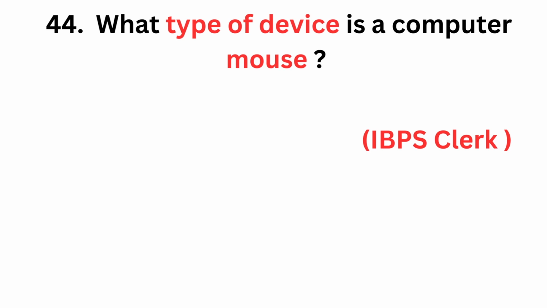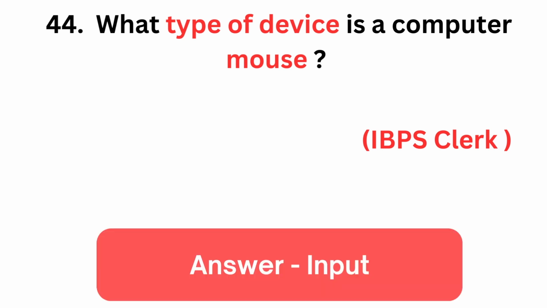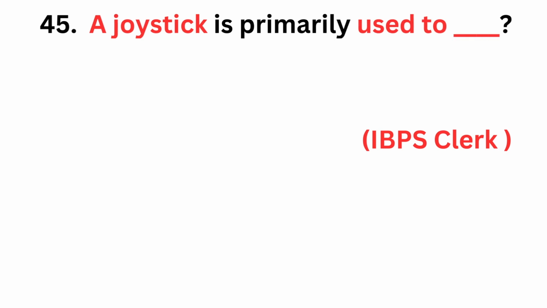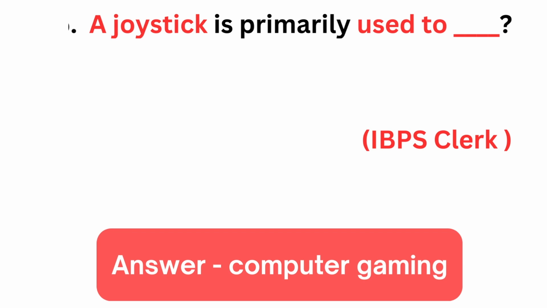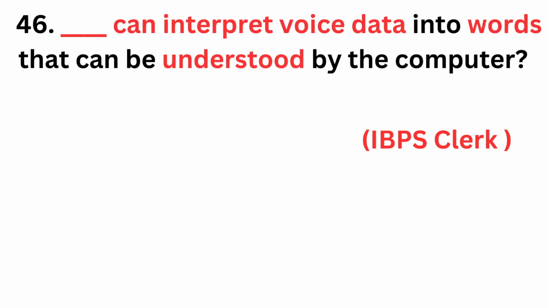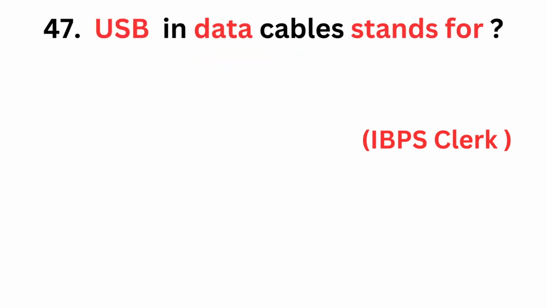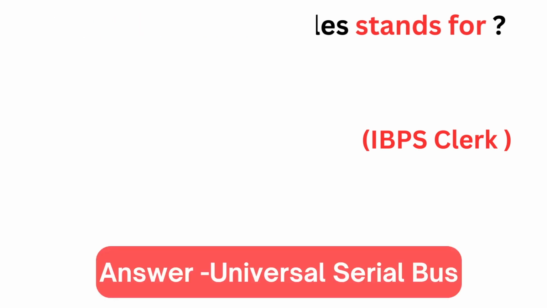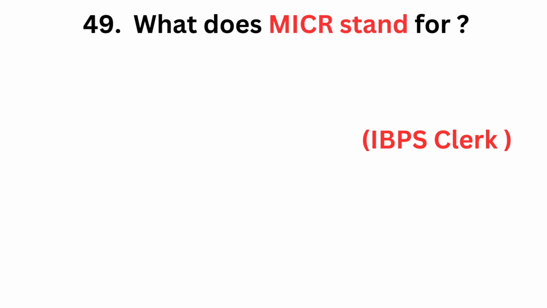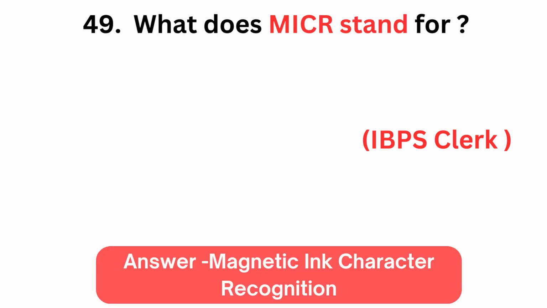What type of device is a computer mouse? Input. A joystick is primarily used to what? Computer gaming. Speech recognition software can interpret voice data into words that can be understood by the computer. USB in data cable stands for Universal Serial Bus. What does MICR stand for? Magnetic Ink Character Recognition.